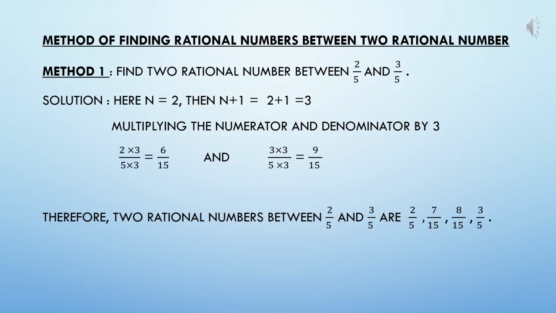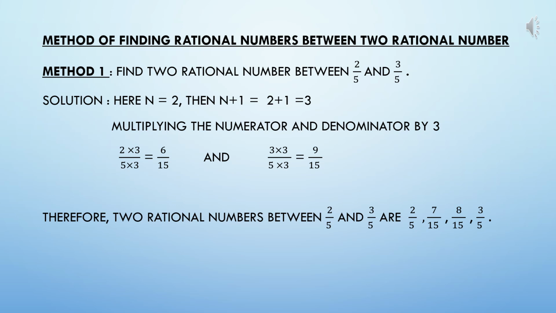Now, let's continue our next topic. Method of finding rational numbers between two rational numbers. Method 1. Find two rational numbers between 2 upon 5 and 3 upon 5. In this question, the denominators are the same and the numerators are 2 and 3. That means we are not getting any number between 2 upon 5 and 3 upon 5.